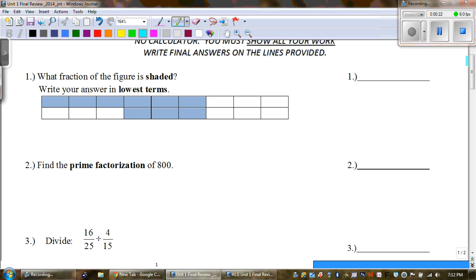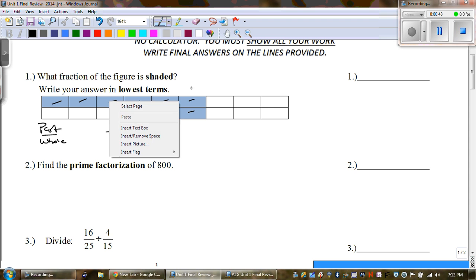What fraction of the figure is shaded? Write your answer in lowest terms, okay? So remember, when we're talking about a fraction, it is the part over the whole, okay? So let's figure out what part is shaded. You have to count all of the shaded, and that was 1, 2, 3, 4, 5, 6, 7, 8, 9. Okay, so 9 is the part.